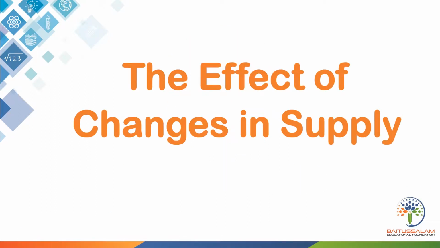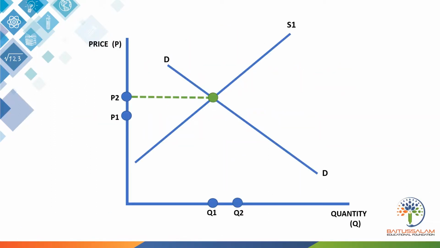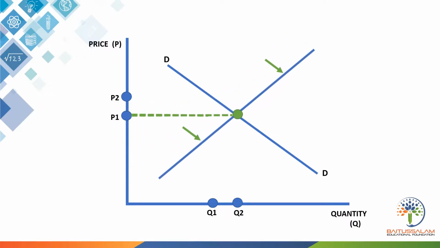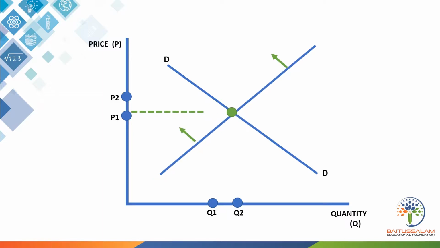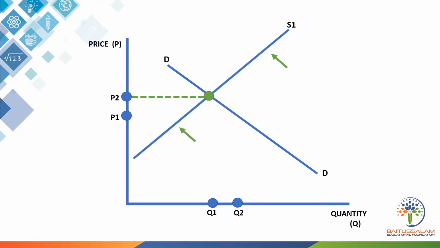The effect of changes in supply. Changes in supply cause a change in price and a movement along the demand curve. Initially, an increase in supply will cause a surplus. This surplus will drive down the price and result in an extension in demand. As shown, a decrease in supply will have the opposite effect. It will cause a rise in price, which in turn causes a contraction in demand, as shown.